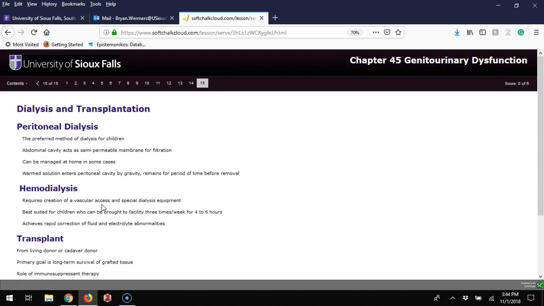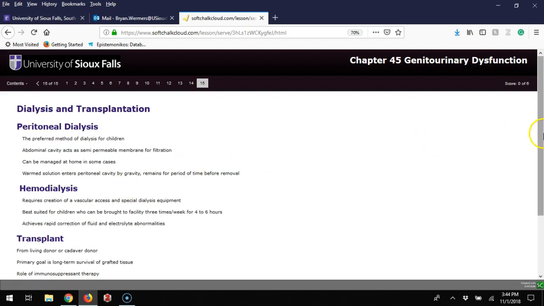This can cause some rapid correction of fluid and electrolytes, and that in and of itself can cause complications because you cause fluid shifts, and you can cause some cramping and other issues like that. In a very acute setting, if patients are very sick and unable to tolerate a 4 to 6 hour run, you can do hemodialysis as a continuous run over a longer period of time, say 18 hours or so. But that's usually for inpatients only.